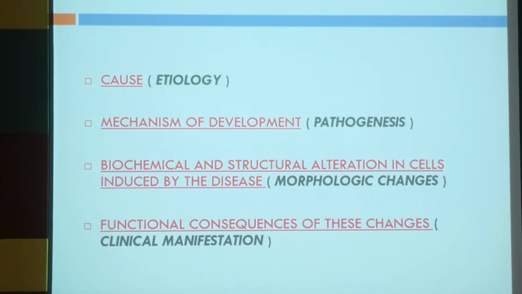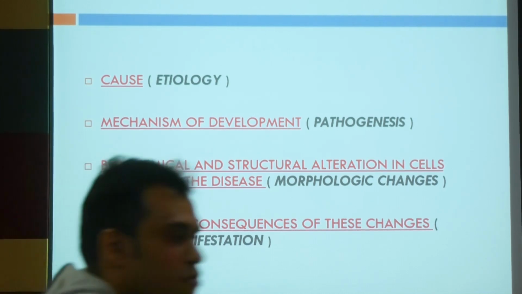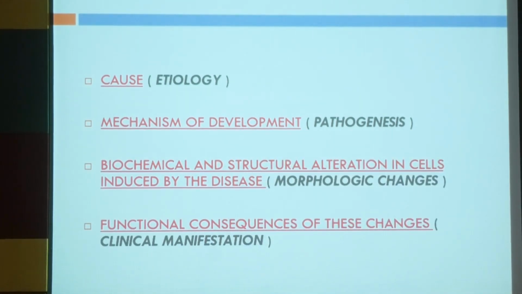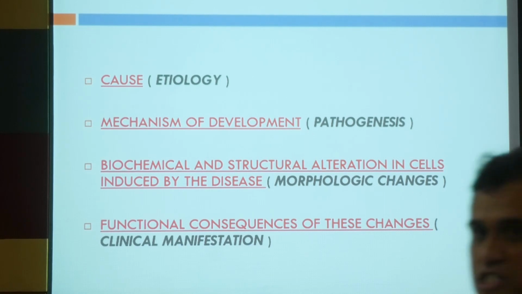How does Mycobacterium tuberculosis react in your body, which finally paves the path for the various clinical manifestations? How the Ghon complex happens, how the Ghon focus happens, how there is cervical lymphadenopathy, how the spine can be affected, which we call Pott's spine. So that is basically the pathogenesis. Number 3 are the morphological changes: biochemical and structural alterations in the cells induced by the disease. That is called the morphologic changes.